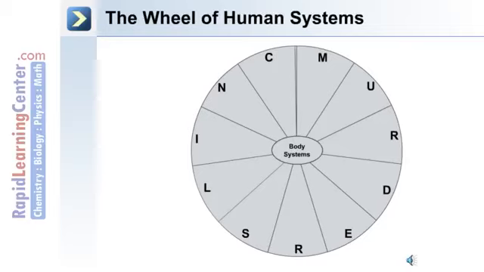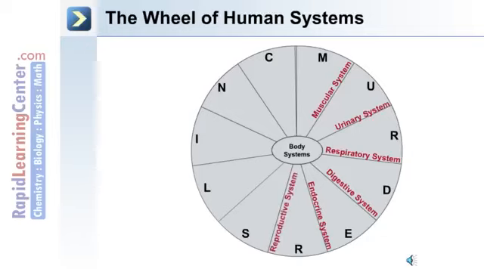The Wheel of Human Systems. This is a useful tool for learning and memorizing the different systems within the human body. First, the muscular system, urinary system, respiratory system, digestive system, endocrine system, and the reproductive system, skeletal system, lymphatic system, and the integumentary system, the nervous system, and the cardiovascular system.